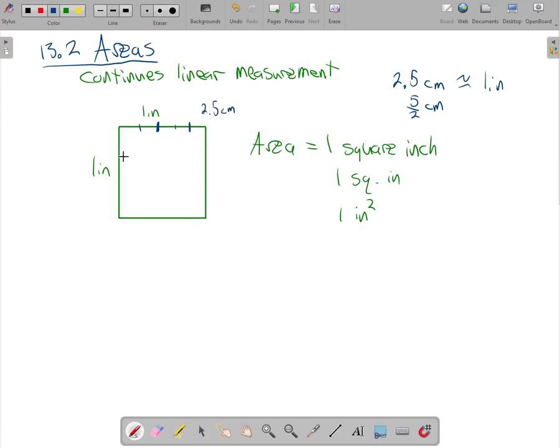Do the same thing the other way. Cut it into 5 equal chunks to the best of your ability. 1, 2, 3, 4, 5. And again, these are halves, so that's a whole centimeter there. That would be a whole centimeter there. And so down here would be 2.5 centimeters.